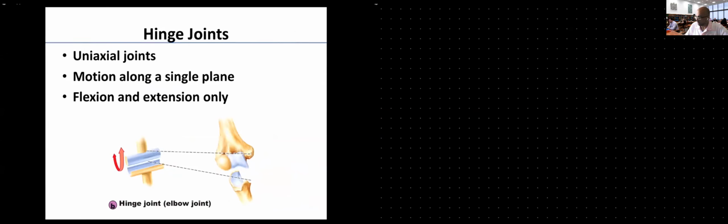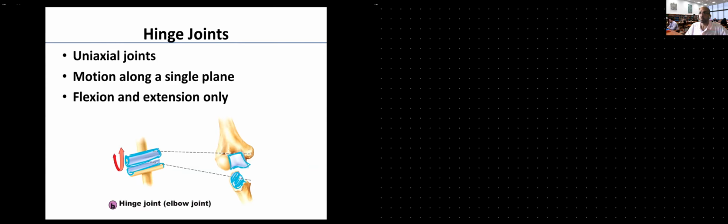Hinge joint, in which I have a cylindrical shaped surface, which is convex, that articulates with a concave surface. Like the articulation between the trochlea of the humerus and the trochlear notch of the ulna. So the articulation between the two in here, I have one is a cylinder and the other one is a cavity where the cylinder fits. So we call this joint a hinge joint.